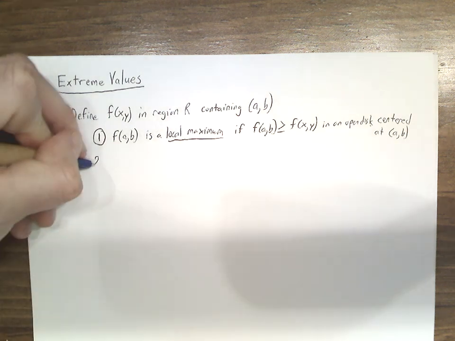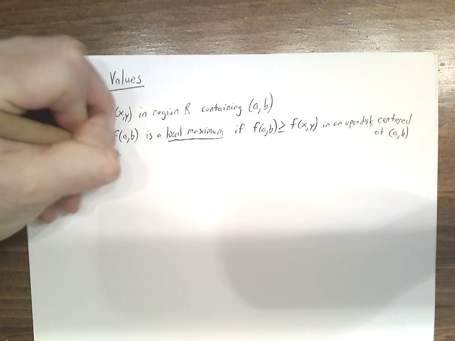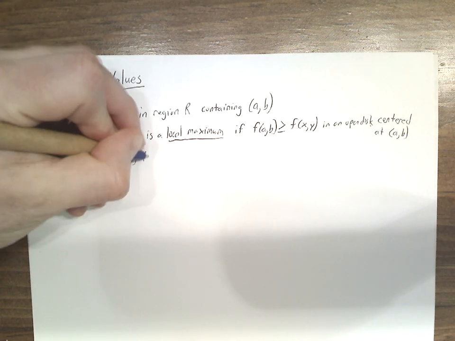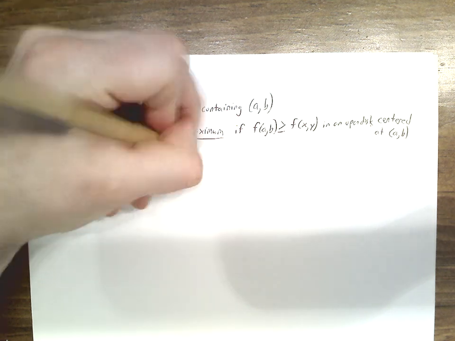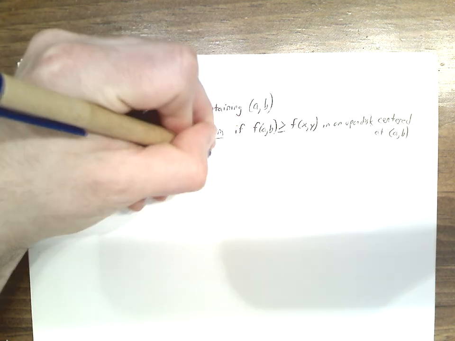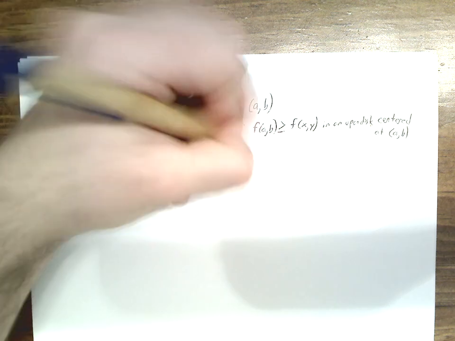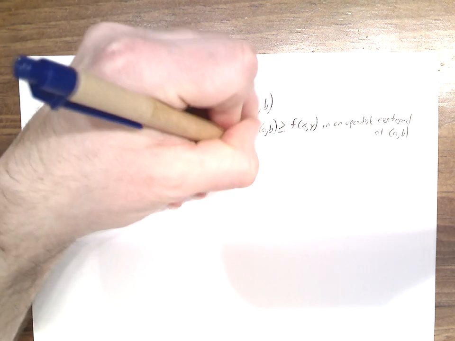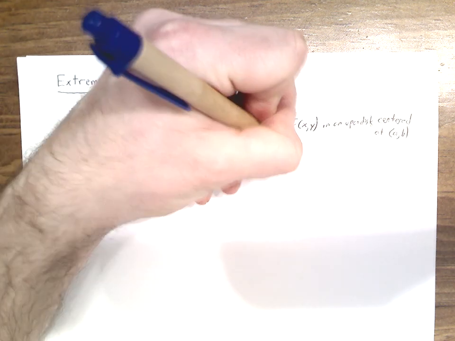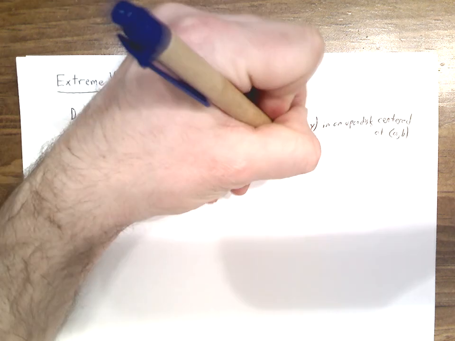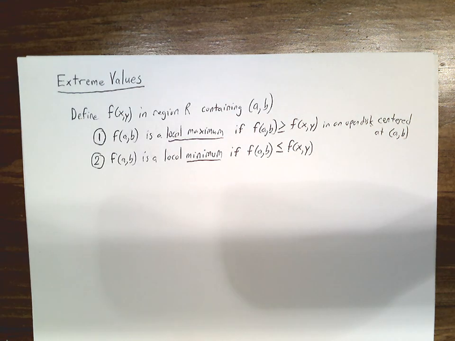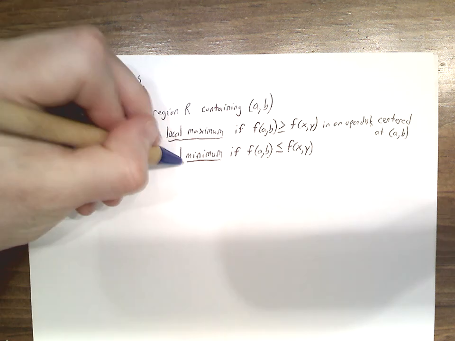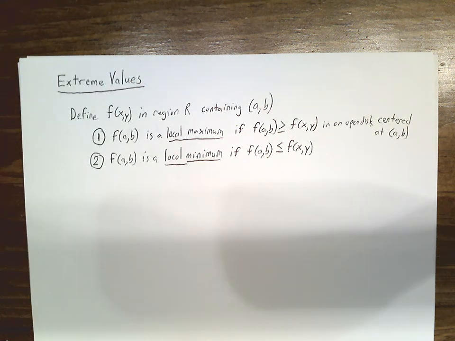We can also define the converse of that, the local minimum, if the opposite is true, if every point around in a little region is greater than my point. So if f of (a, b) is less than or equal to the function around it. So we define a local maximum and a local minimum. It's a similar definition to what we did when we did one-dimensional functions.